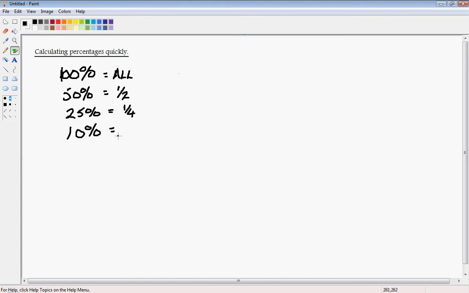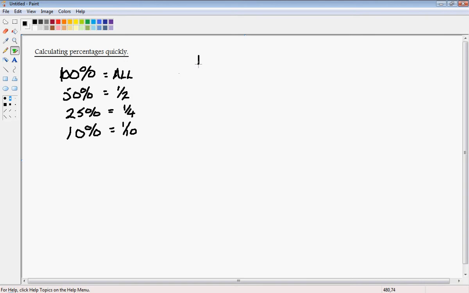So say I was to give you 10% of the money that I've got in my wallet. Now tens into 100 goes 10, so this is 1/10. If I want to find a tenth of something, I just divide it by 10. So if I want a half, I divide it by 2. If I want a quarter, I divide it by 4. If I want a tenth of something, I divide by 10.